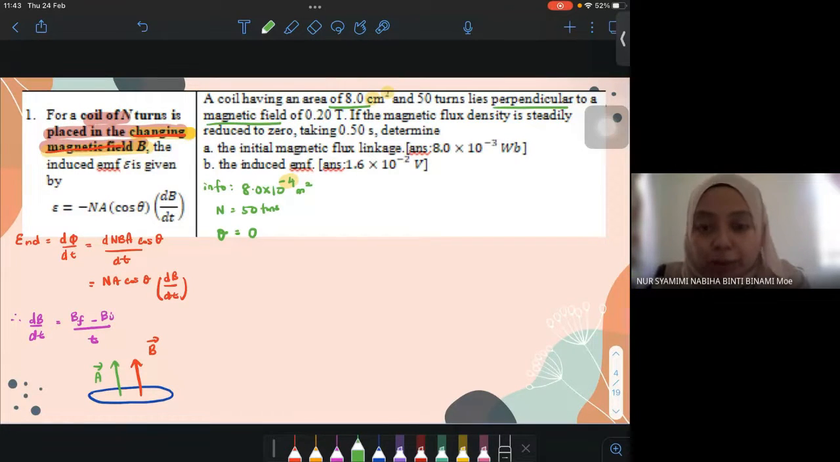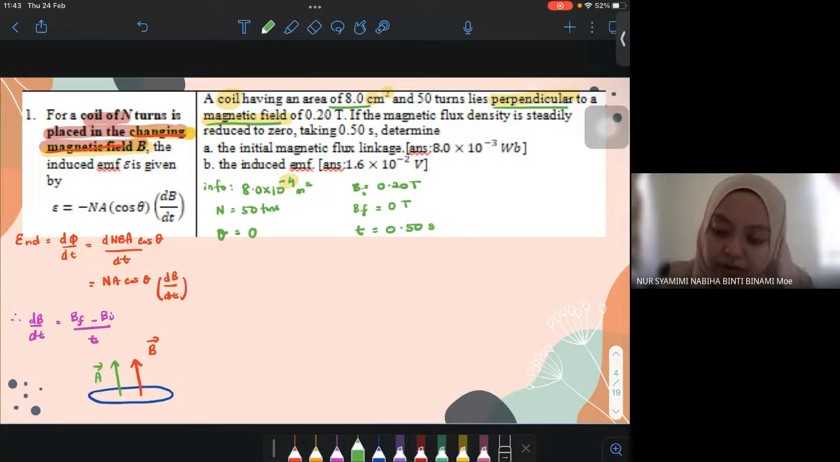Okay, yang perpendicular ini ialah, sebab dia mention dekat sini, the coil is perpendicular to the magnetic field. Okay, and we have B here, which is 0.20 Tesla if the magnetic flux density is steadily reduced to 0. So we know this is B initial and B final is equals to 0 Tesla. Sebab dia kata yang berubah. And time given is 0.50 second. A, determine the magnetic flux linkage. So how we want to calculate magnetic flux linkage?